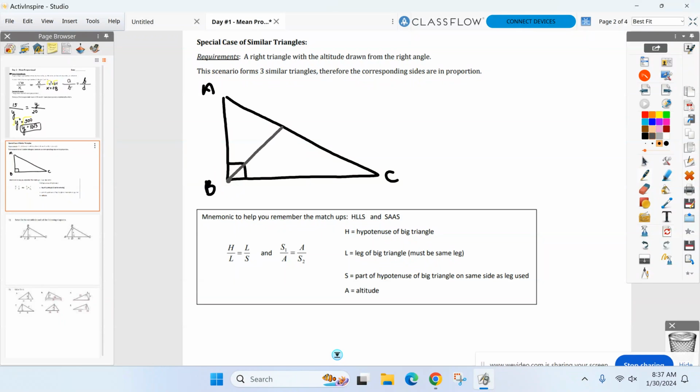What else did you put on your diagram? If it's an altitude, right angles, right? Altitudes form right angles. So I should have a right angle here and here. And where it meets on AC, let's put a D there. Point D.